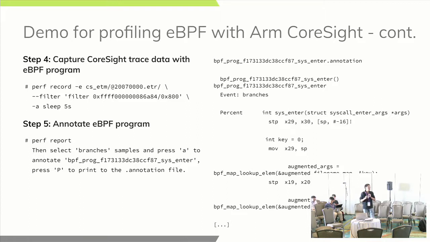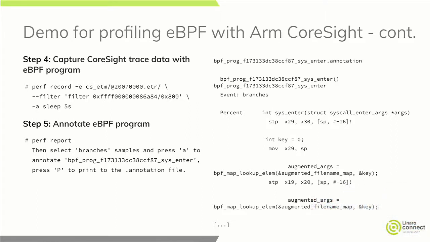So case 2 and case 3 are both about eBPF. Case 2 is only about Perf plus eBPF. Case 3 is about how to use CoreSight to trace the eBPF program.